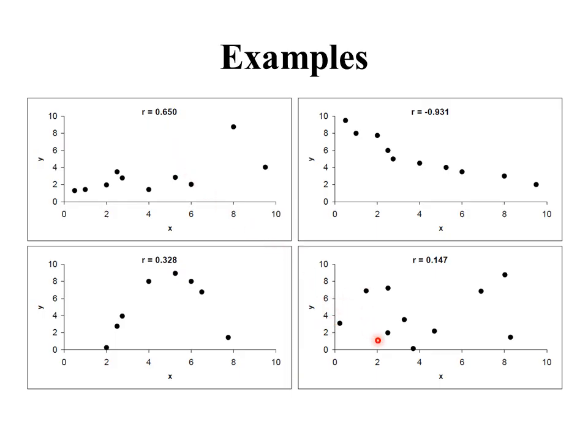If we look here at this data, we see that these dots are just kind of randomly scattered. There doesn't appear to be any relationship. The value of r there is 0.147, so very close to 0. Again, I mean no linear correlation.